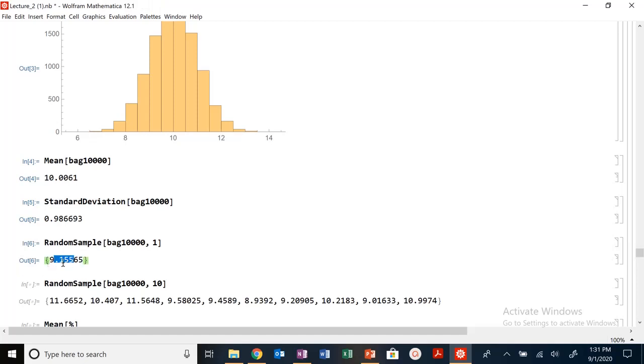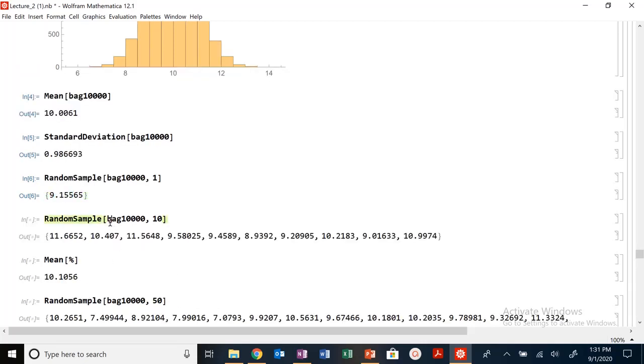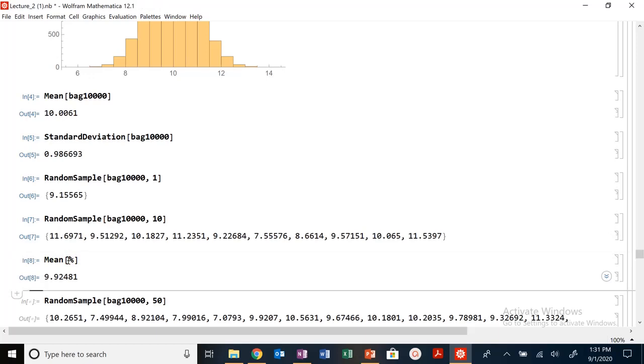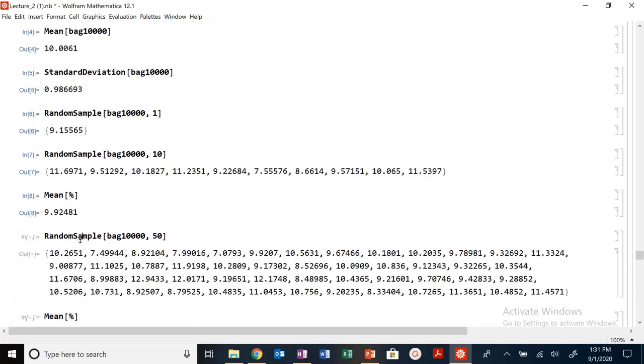That is a big difference, right? 9.1 versus 10. That's not really accurately characterizing my larger population, right? But if I start to increase my sample size, so instead of 1, let's grab 10, and then let's calculate the mean. I'm getting pretty close now, right?